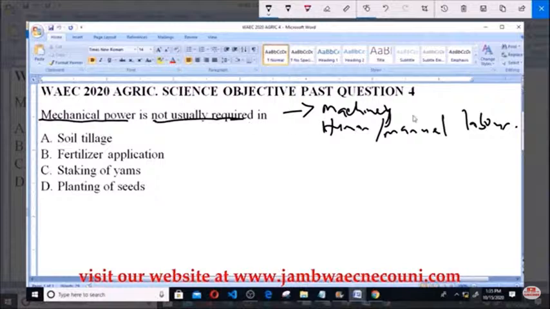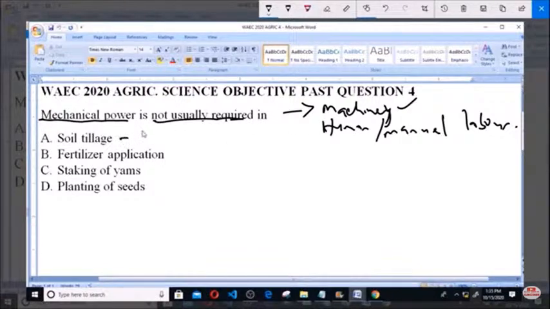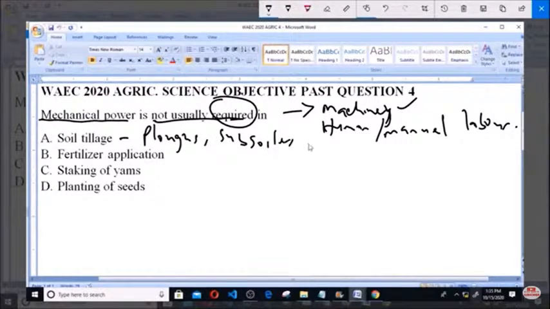mechanical power or use of machinery. Now, option A says soil tillage. Now, for soil tillage, it actually usually requires machinery, as you have machines such as plows, subsoilers, ridgers, etc. that can be used for this function. So, as we have established, mechanical power is usually required, so it is not the answer to the question.